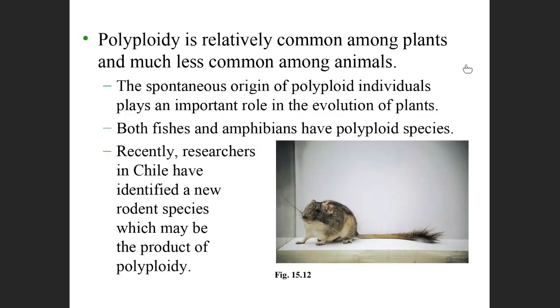So again, many plants are polyploid, and that's normal. Very few animals are polyploid. There are some fish and certain amphibians that have polyploid species, but when it comes to most mammals, it's very rare. There may be a rodent which is polyploid, but for most animals, having extra sets of chromosomes is a bad thing and just doesn't work well.